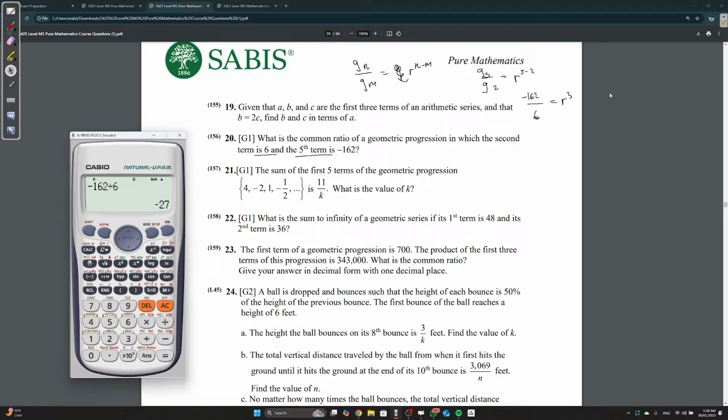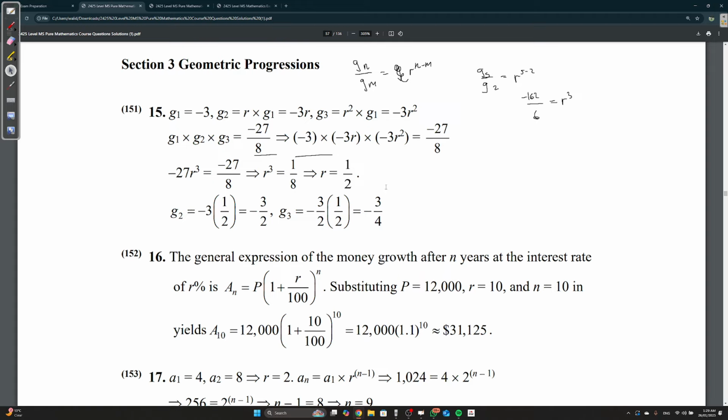You get negative 27, and then r cubed equals negative 27, so you're going to get r is equal to negative 3. These questions are very easy.